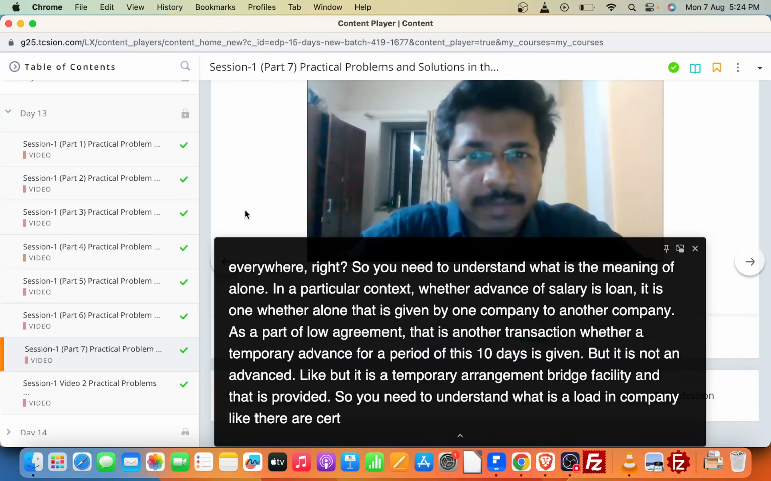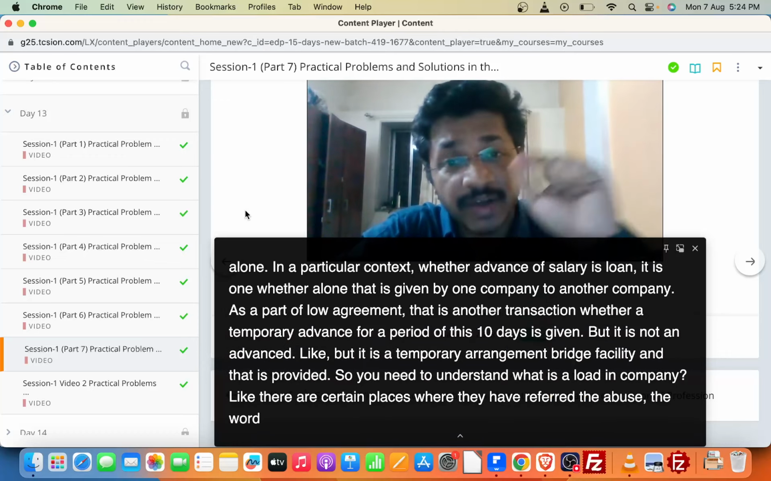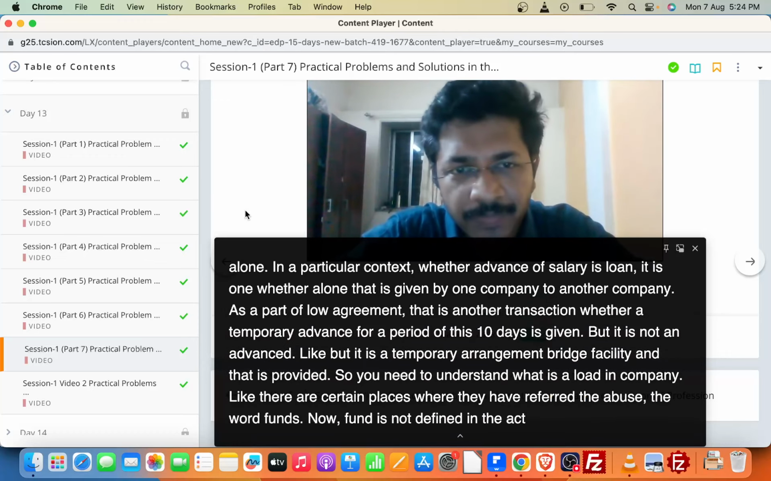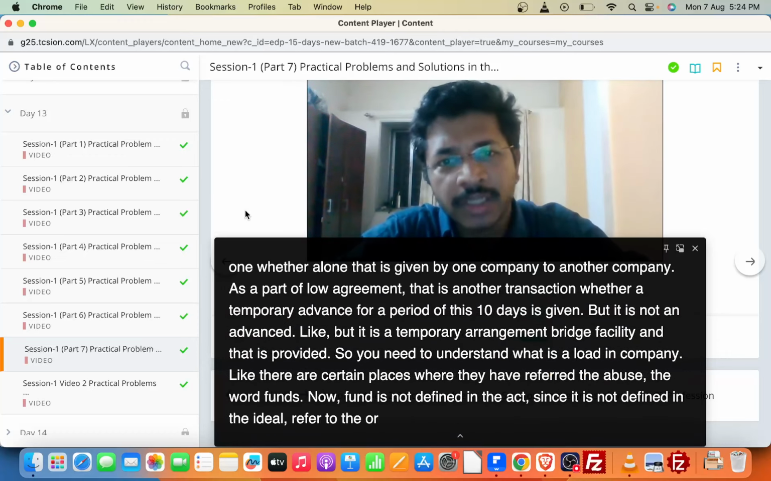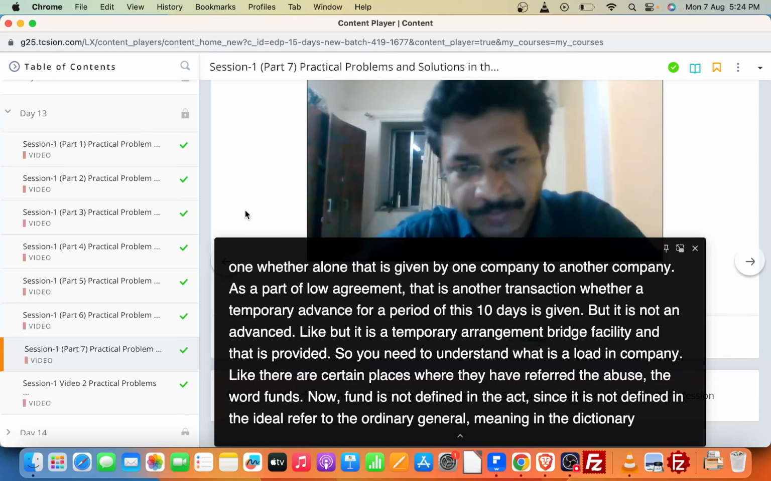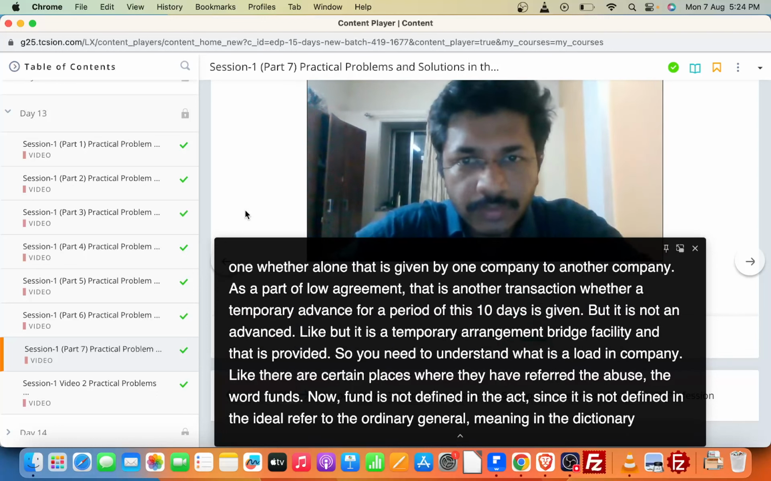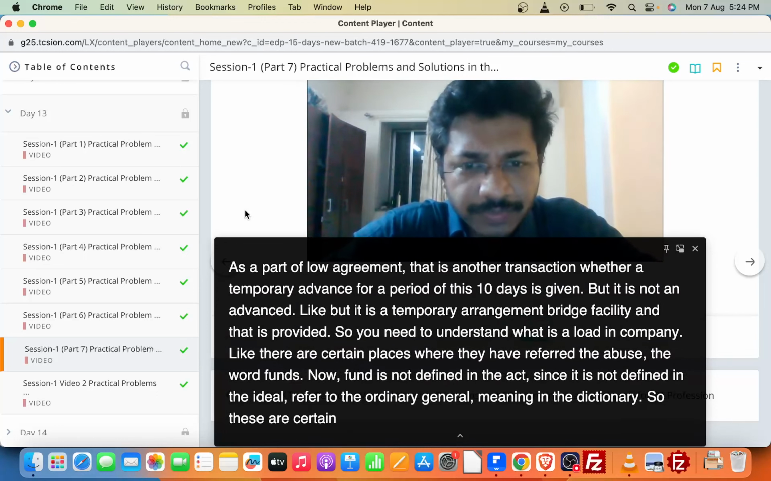In the Companies Act, there are certain places where they have used the word funds. Now, funds is not defined in the Act. Since it is not defined in the Act, they will refer to the ordinary general meaning in the dictionary. So these are certain points.